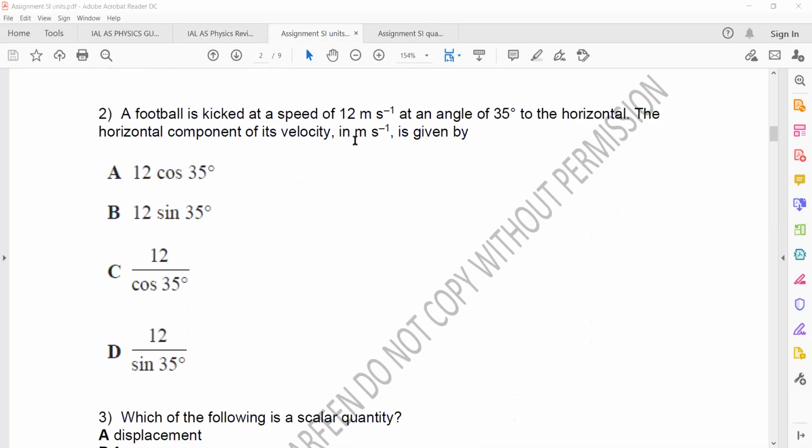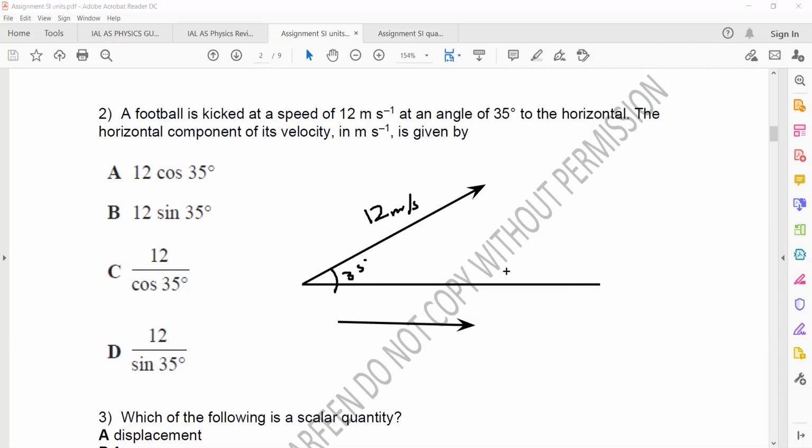A football is kicked at a speed of 12 meter per second, making 35 degrees to the horizontal. So it means the speed is 12 meter per second, and it is making an angle of 35 with the horizontal. So the question is about the horizontal component. Which one is the horizontal?